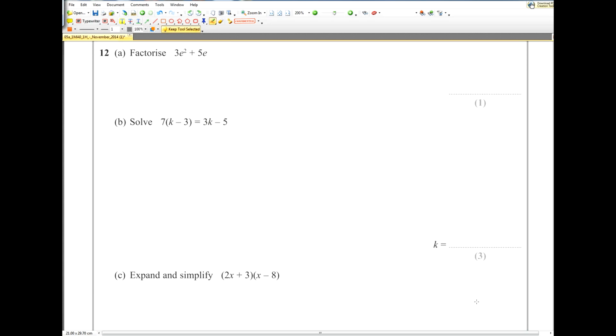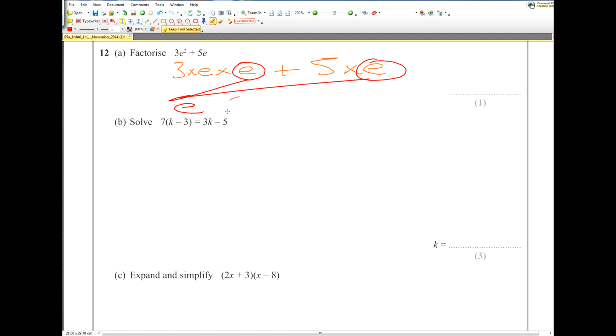Okay, right. Next question. Question number 12a. It says factorize 3e squared plus 5e. So that is really 3 times e times e plus 5 times e. Now what do we have as the common factor, Mr. Saf? E. So we pull the e out. And what are we left with? 3e plus 5. Are we happy with that, folks?